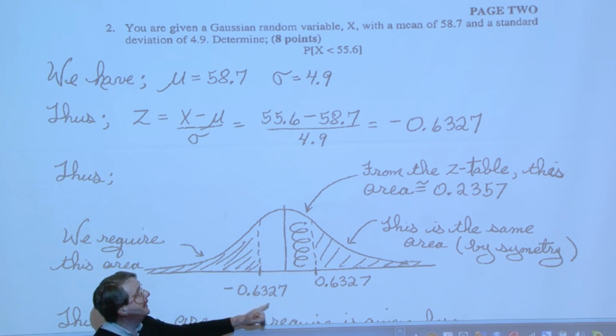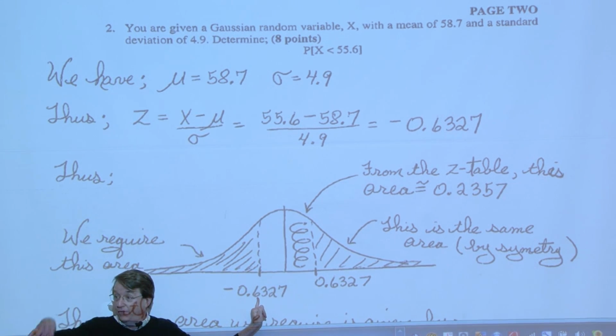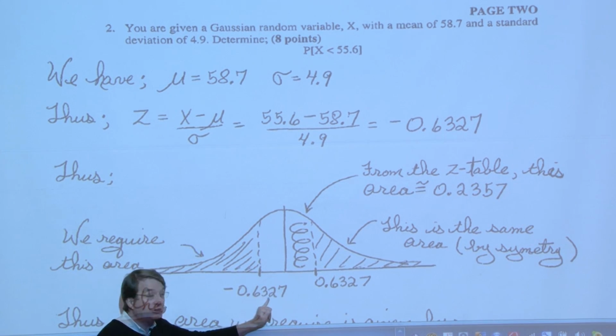So all we've done is, instead of having to work with 55.6, we now have done a change of variables, and it becomes minus 0.6327.